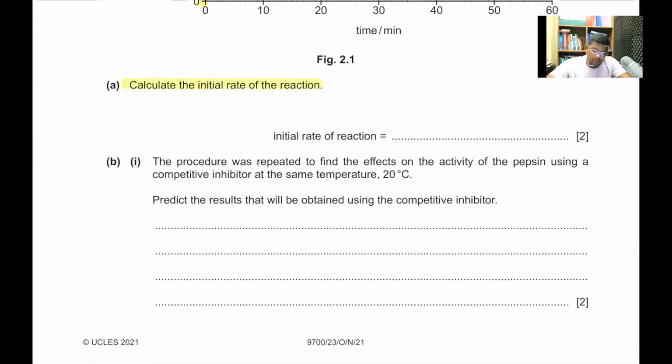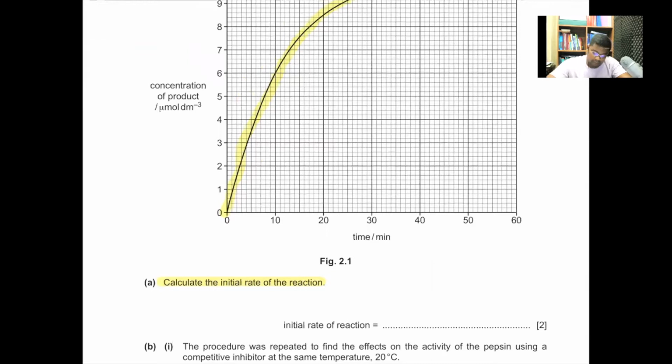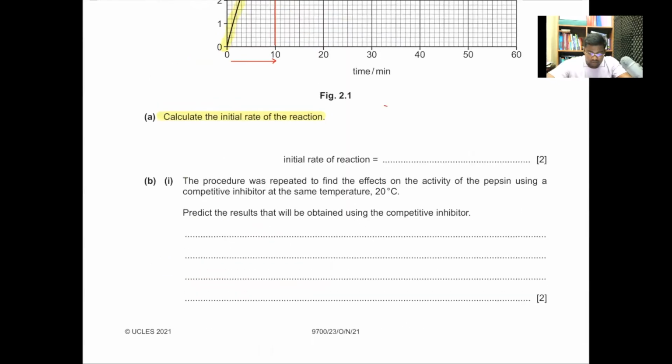Calculate the initial rate of the reaction. So to calculate the initial rate of the reaction, we can start at the very beginning. We can see within 10 minutes, there was a total amount of product produced of 6 micromole per dm cube. So we can take this as our baseline. So we can use 6 micromole per dm cube divided by 10 minutes. And as a result, we're going to get 0.6 micromole per dm cube per minute.